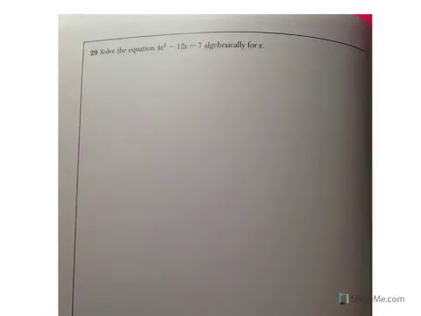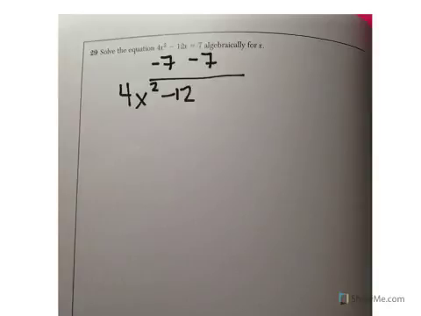Here is January 2015, number 29. Solve the equation 4x squared minus 12x equals 7 algebraically for x. So we can't solve this until we set our equation equal to 0, and what we have to do is subtract 7 from both sides. So we have 4x squared minus 12x minus 7 equals 0.